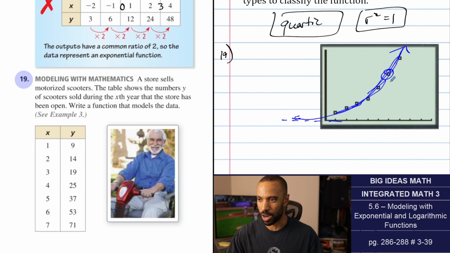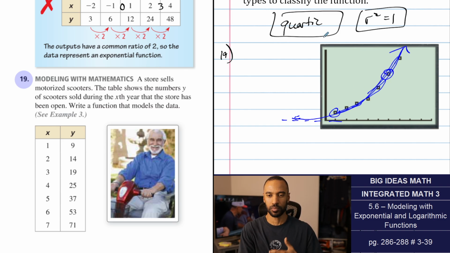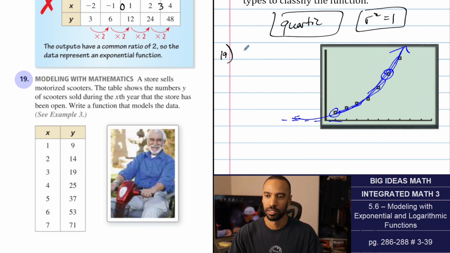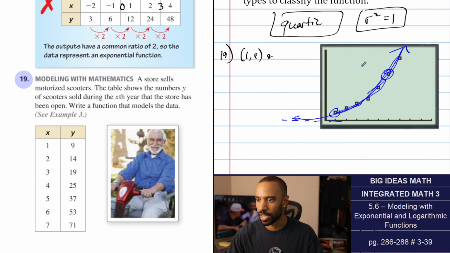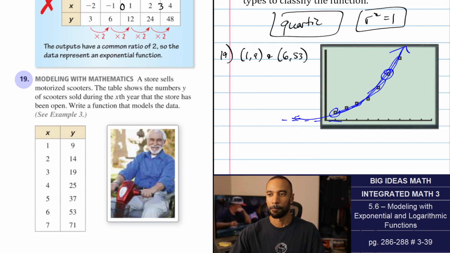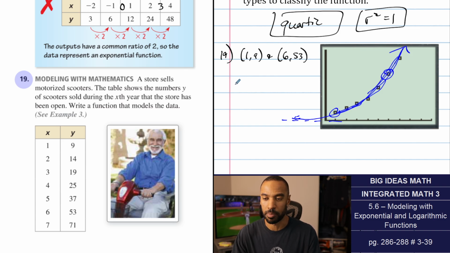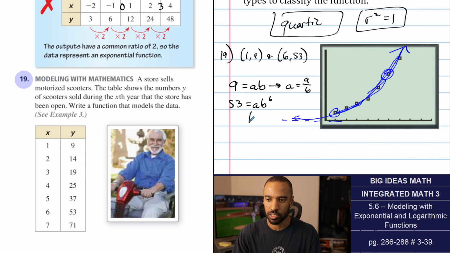Anyway, let's pick 2 points that we say go through it. I'm going to say this one and this first one. Why not? I'm going to choose (1, 9) and the second to last one, which was (6, 53). We're going to write an exponential function through this using what we did before. This time, we definitely want to use that whole y equals ab to the x thing. So 9 equals ab to the first power, and 53 equals ab to the 6th power. Now for the first one, I can rewrite this as a equals 9 over b, so I can substitute it into the second one. 53 equals 9 over b times b to the 6th power, which is 53 equals 9b to the 5th power.